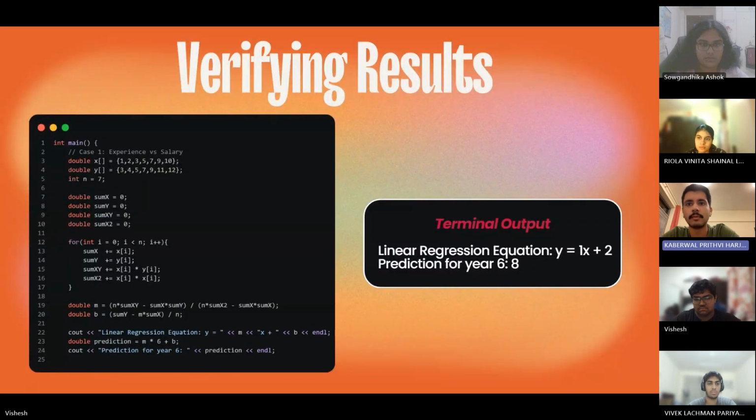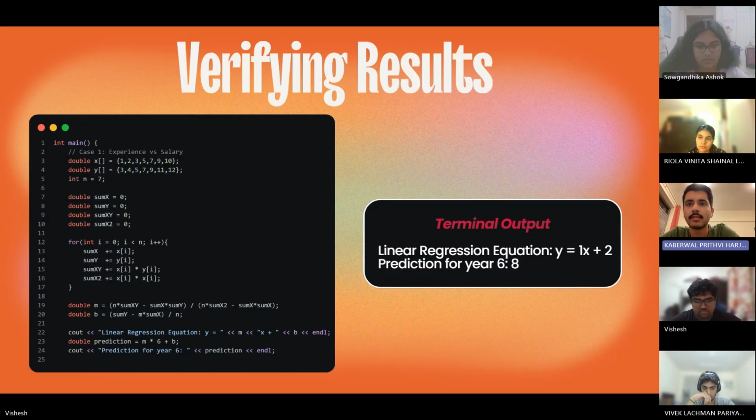So this is the C++ code for verifying the results. I'll just explain the code and the short output that we have over here. The calculation of the slope and the intercept is all done in this code. We have the main, in which there are two arrays, in which the values have been put from the x and y columns: 1, 2, 3, 5, 7, 9, 10, and 3, 4, 7, and so on. The n, the number of elements over here, is 7.